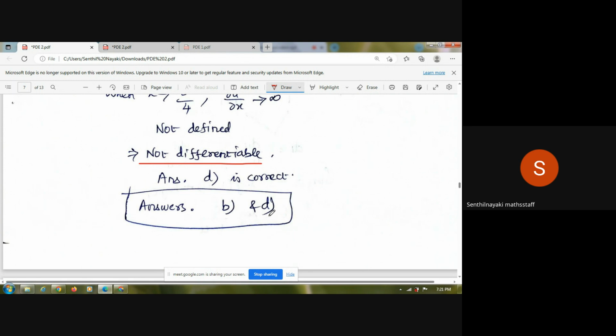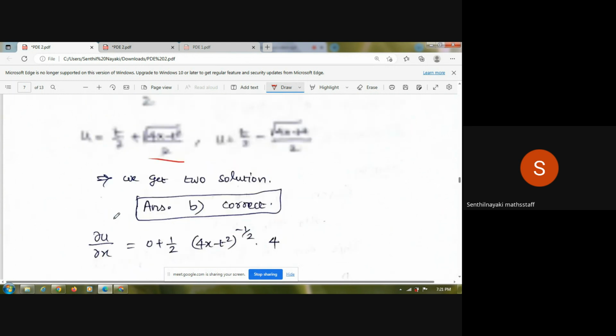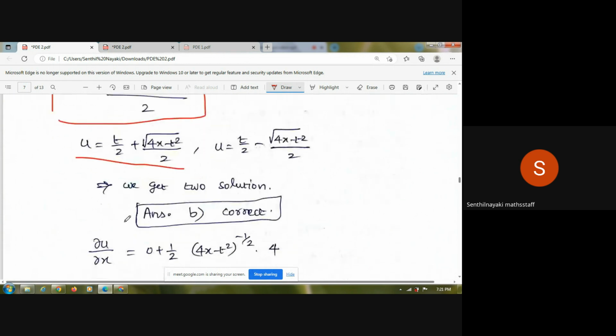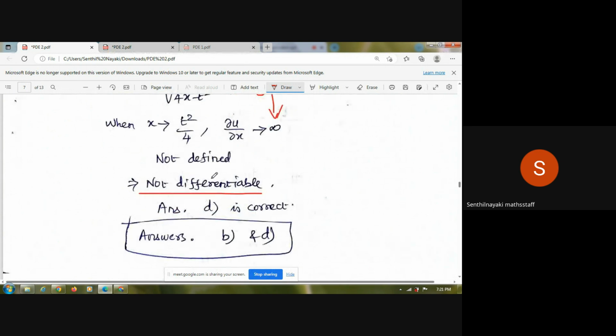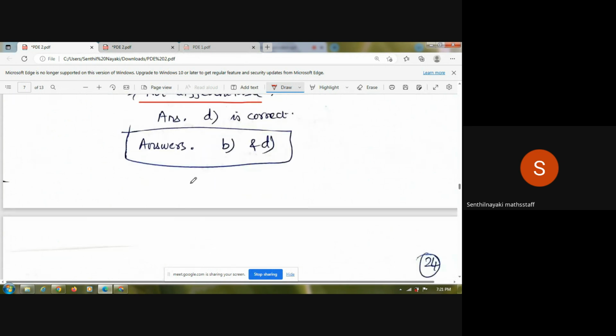Okay, so there is no unique solution, therefore the first option and the third option are wrong. There are two solutions for this Cauchy problem, therefore the second option is correct. Moreover, this function is not differentiable, therefore the fourth option is also correct.